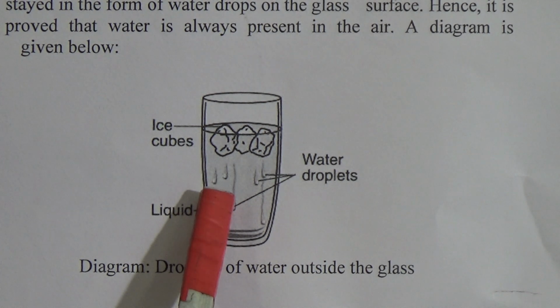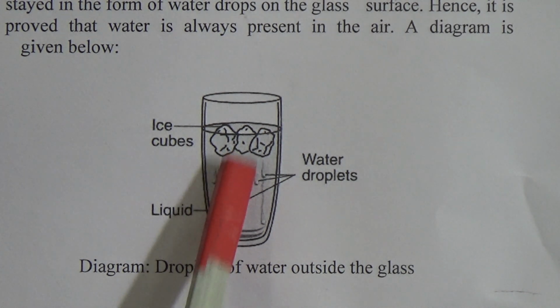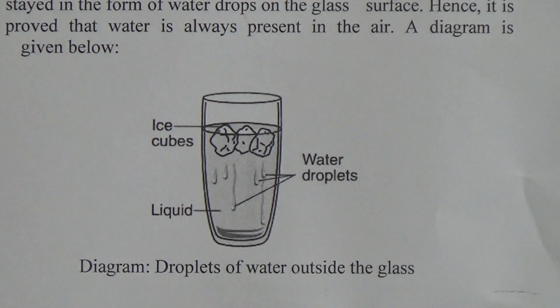Those are the water droplets we observe on the outside surface of the glass. Now come to the next question. This is question number 4.